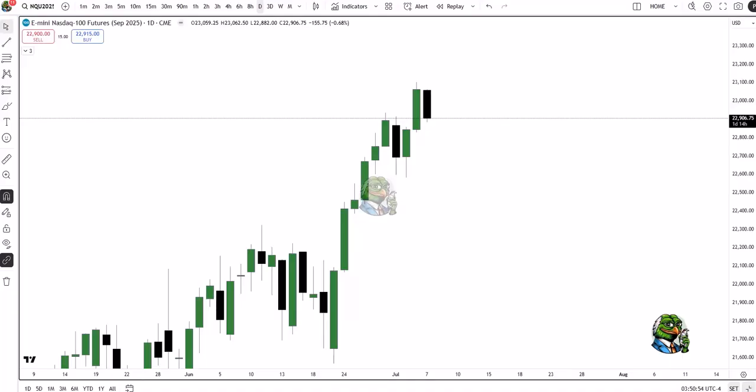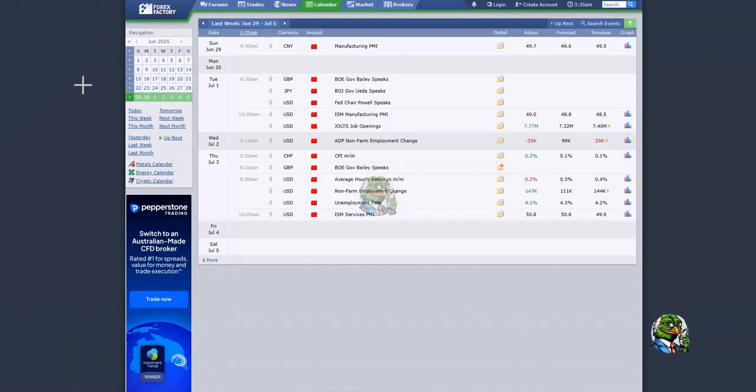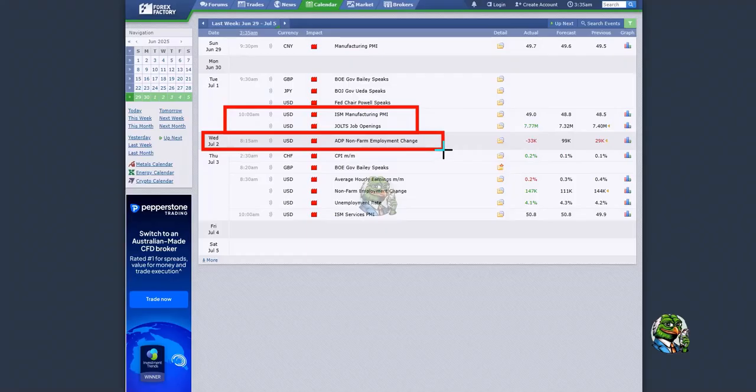Now I look at the news calendar every opening of the week, and I've gone back to the previous week. And we can see there are two important news releases. On Tuesday, 1st of July, we have a 10 a.m. news announcement. And on Wednesday, we have an 8:15 news announcement.